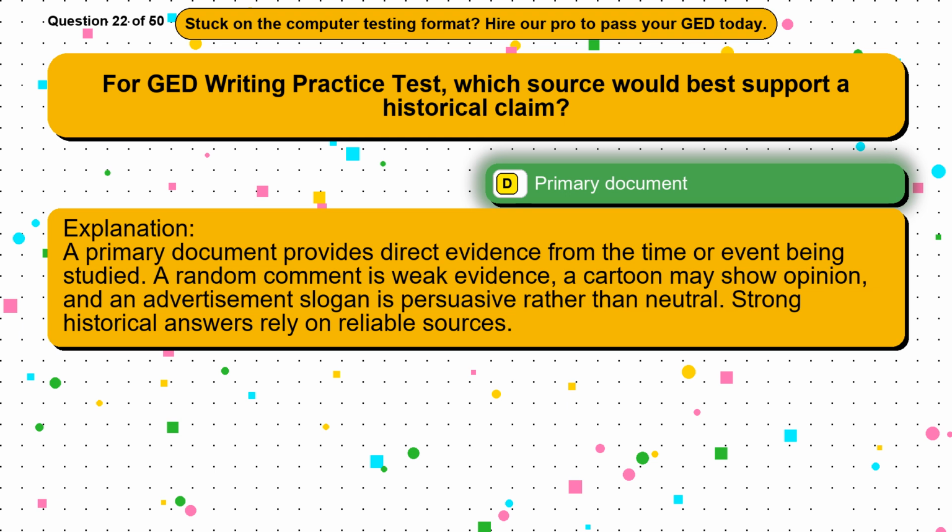A random comment is weak evidence, a cartoon may show opinion, and an advertisement slogan is persuasive rather than neutral. Strong historical answers rely on reliable sources.